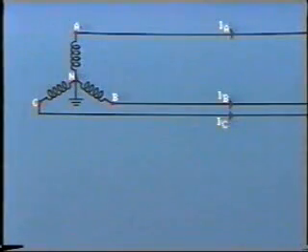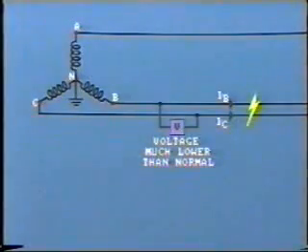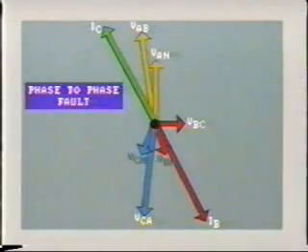In this case, the short circuit is between line B and line C. If you could place a voltmeter between lines B and C, you would find the voltage to be much lower than normal. Similarly, the voltage between line B and ground would be lower, as is line C to ground voltage. The phasor diagram shows this.